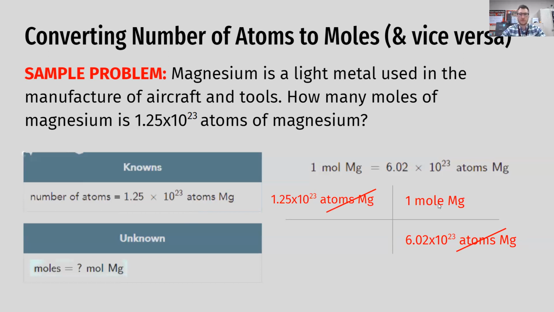So we're ready to go ahead and solve this. We're going to take 1.25 times 10 to the 23rd, and we are going to divide that by 6.02 times 10 to the 23rd. And when you plug that into your calculator, what you're going to find is that we have 0.208 moles of magnesium. So we have less than a full mole of magnesium, but this is good information to know in the case that we need to run an experiment that requires this amount of magnesium, or we need this much magnesium to produce something like an aircraft or a tool to fix that aircraft.